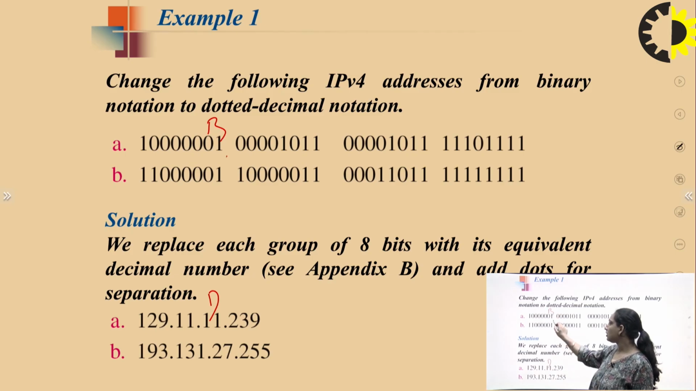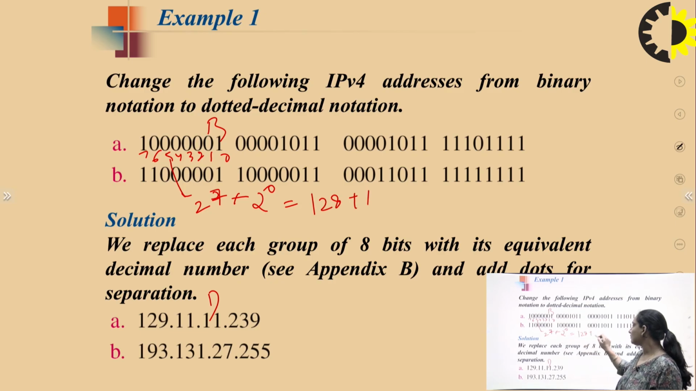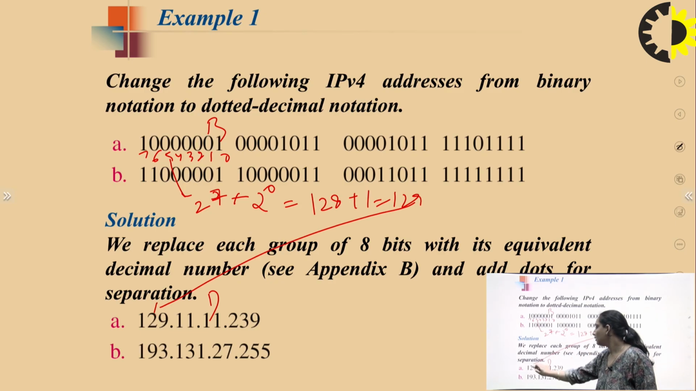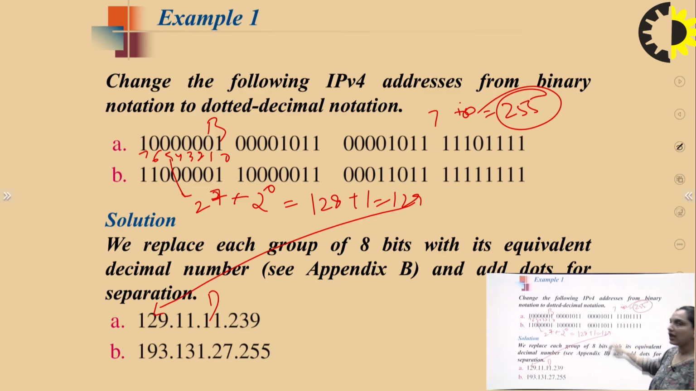How do we change it? Positions 0, 1, 2, 3, 4, 5, 6, and 7. So what is this equal to? 2 raised to power 7 plus 2 raised to power 0, that is 128 plus 1, that is 129. So for all of these, 0 to 7, the maximum possible is 255. Every IP octet will range from 0 to 255, not 256. Every 8-bit number will go from 0 to 255.